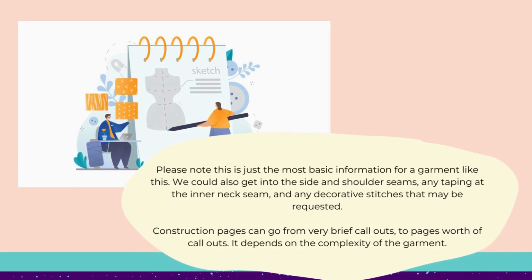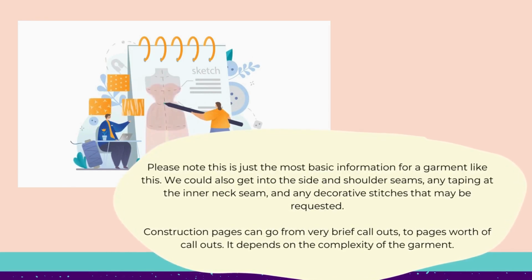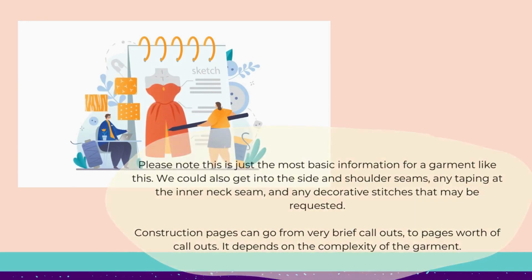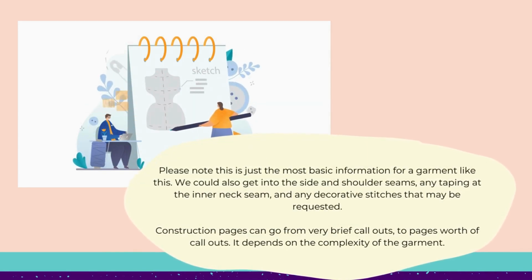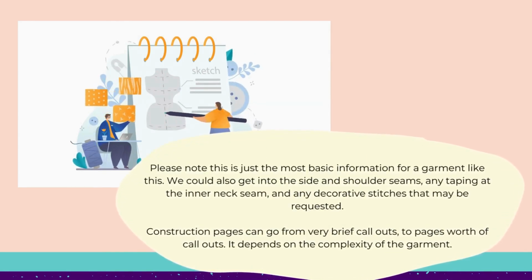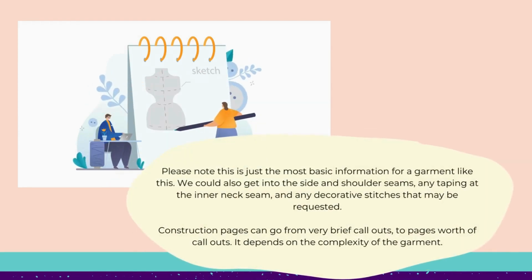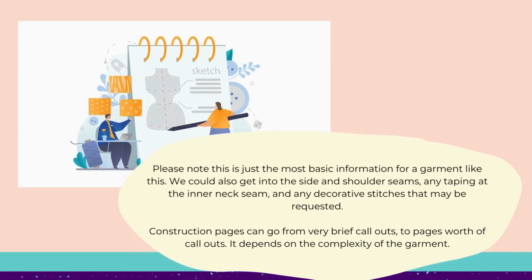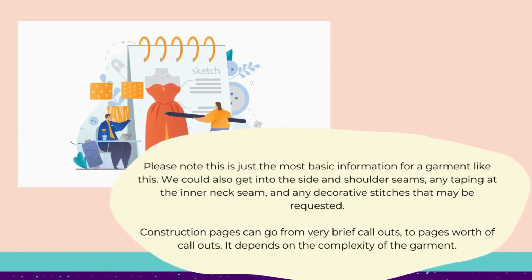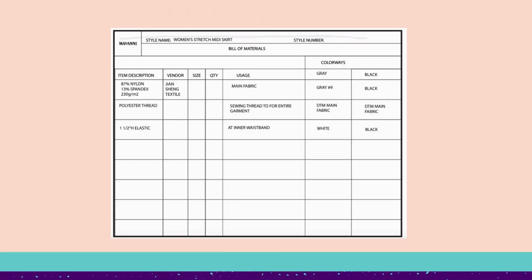Please note this is just the most basic information for a garment like this. We could also get into the side and shoulder seams, any taping at the inner neck seam, and any decorative stitches that may be requested. Construction pages can go from very brief callouts to pages full of callouts. It depends on the complexity of the garment.